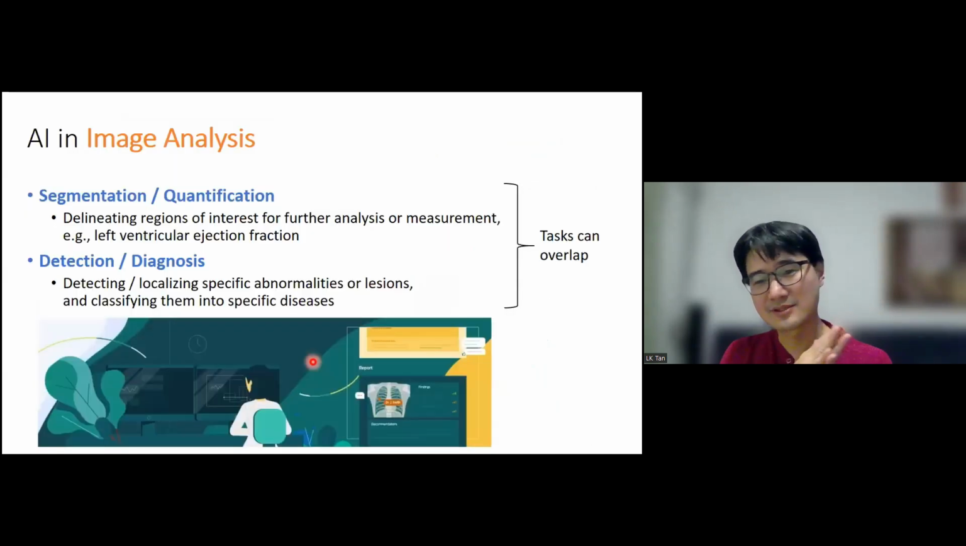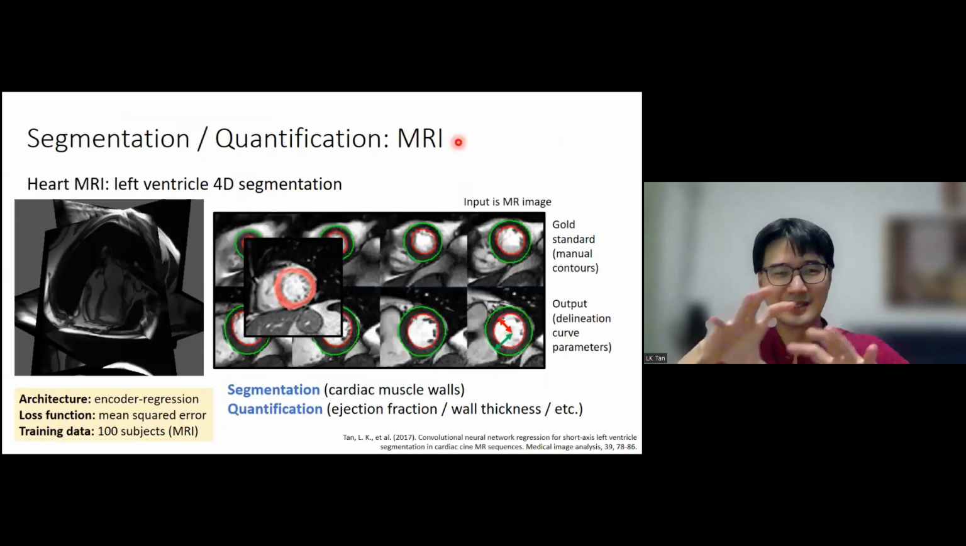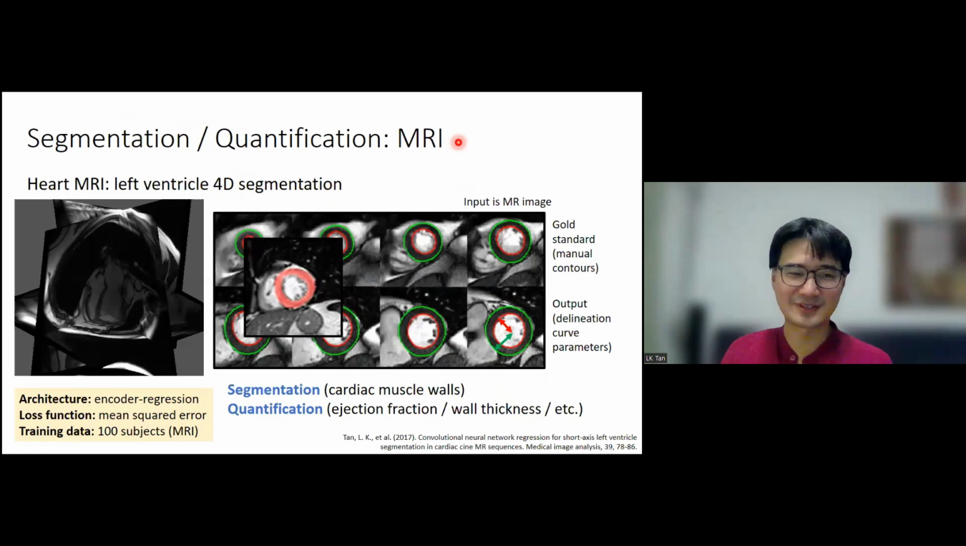Okay, so that was AI for image reconstruction or restoration. Now we move to AI image analysis. Here we're going to look at two things: segmentation and quantification, as well as detection and diagnosis. Once again, the tasks can overlap. We look at this one first. Segmentation basically means delineating objects of interest.